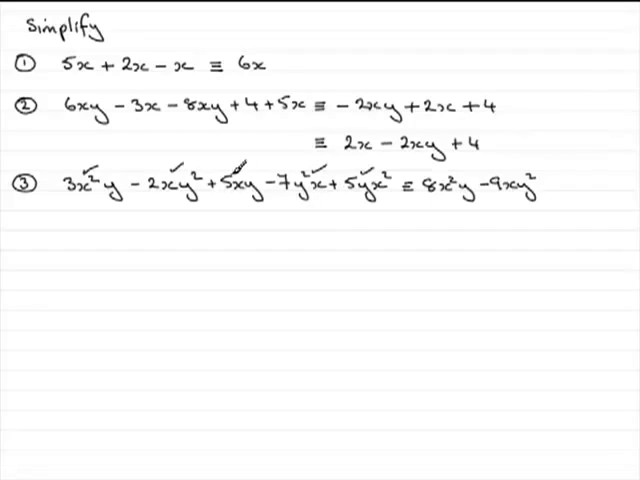And we've got one more term left over, an xy term. There aren't any more xy terms, so we just simply put plus 5xy. Okay? So that's that one there. So I've tried to show you different types of simplifying and the problems that you can get.